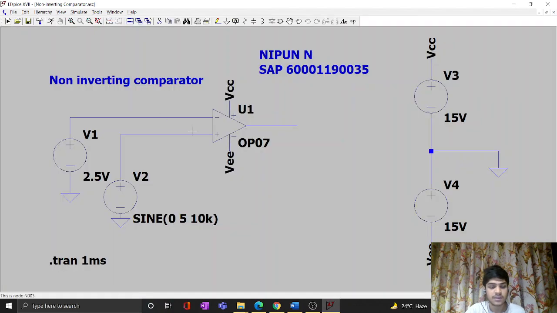So now I'll be showing the non-inverting configuration of the comparator. In this configuration, it is the same, but we attach the input voltage to the non-inverting side of the op-amp, and we connect the reference voltage to the inverting side of the op-amp. So in this comparator, we'll get an output of plus VSAT when the input is greater than the V reference voltage, and when the input is less than the V reference, we'll get a minus VSAT. So I'll simulate this as well.